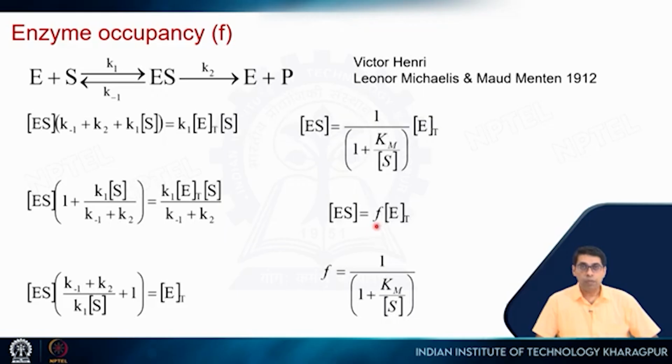So when F equals 0, it means that no substrate is bound to the enzyme, so the concentration of enzyme substrate complex is 0. When F equals 1, then ES equals E total. It means that 100% of the enzyme is bound to the substrate. When F is, let's say, 0.5, it means that half of the enzymes are bound and half of the enzymes are free, right? So F will have a value between 0 and 1, and that is given as occupancy.